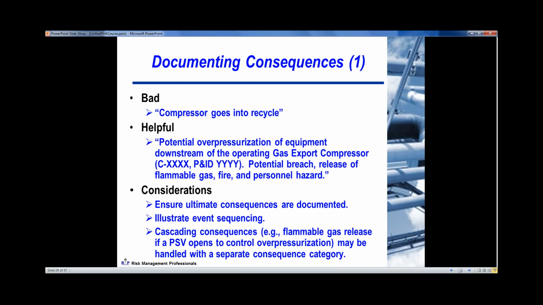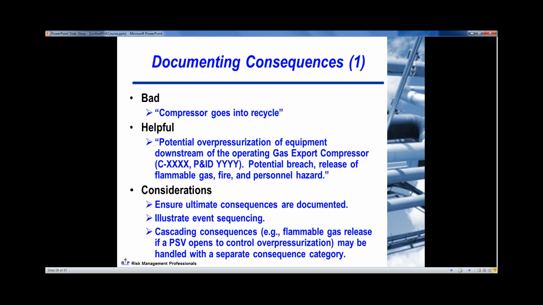Okay, so let's talk about consequences. "Compressor goes into recycle." What does that mean? Again, I see that all the time when I pick up some work that's not necessarily the best quality. Something much better is to really say, well, what if it doesn't go into recycle? That's an active event that may occur during your process upset. So you really find out that the compressor going into recycle is usually not an ultimate consequence. The going into recycle is a safeguard, so you really need to not include safeguards with the consequence.